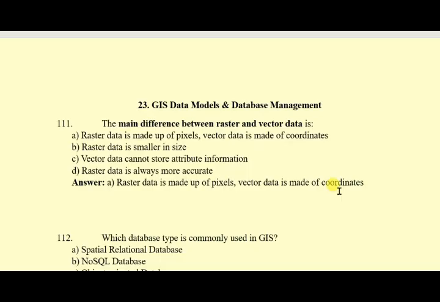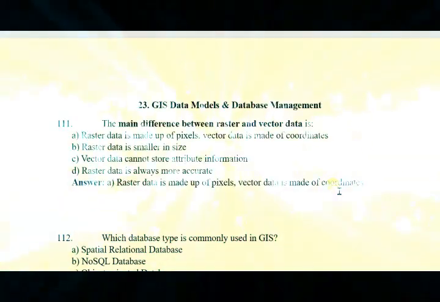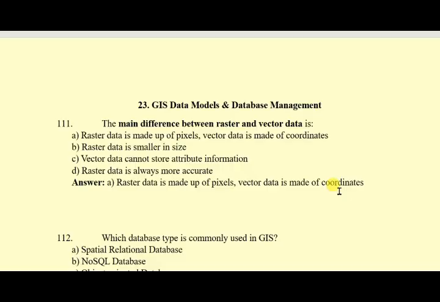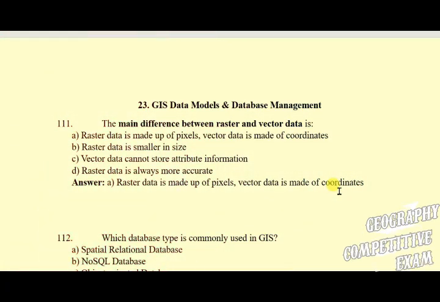Questions 111 of the category GIS data models and database management. The main difference between raster and vector data is: raster data is made up of pixels, vector data is made up of coordinates; the raster data is smaller in size; vector data cannot store attribute information; raster data is always more accurate. The right answer is raster data is made up of pixels, vector data is made up of coordinates.